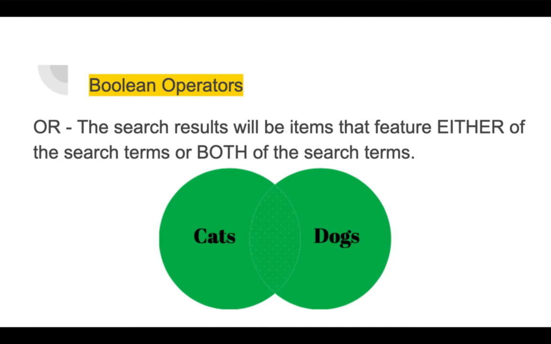Next up is OR. If you type OR in between two search terms, the search results will be items that feature either of the search terms or both of the search terms. So basically, it's going to be everything in this Venn diagram. Items that talk about cats, items that talk about dogs, and items that talk about both. This will be broader than what you get if you run an AND search with the same terms, for example.